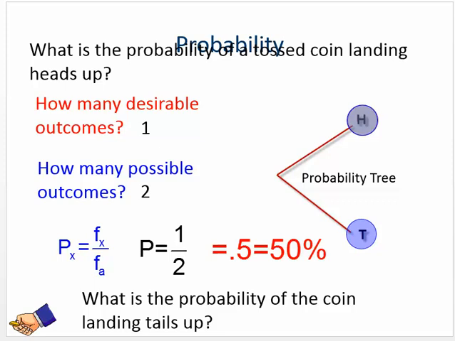What is the probability of a tossed coin landing heads up? We know it's 1 out of 2. How many desirable outcomes are there? There's 1. It's when it's heads. How many possible outcomes? Well, there could be 2 of them, heads or tails. So the probability becomes 1 over 2. What is the probability of a coin landing tails up? Again, desired outcomes, there's 1. It's a tails. How many total outcomes are there? There's two of them, heads or tails. So it's still 1/2 or 50%.